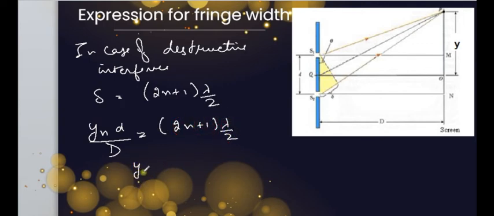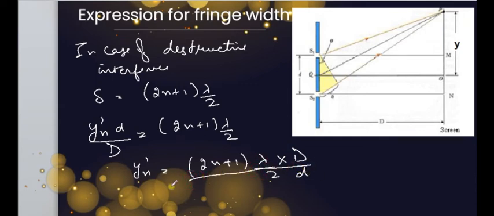So from here the position of the nth fringe, here indicated with yn dash, we write as 2n plus 1 lambda by 2 into capital D upon small d. Okay, so this is my value for the nth dark fringe. By evaluating yn dash minus yn minus 1 dash, we will get the fringe width for the bright fringe.